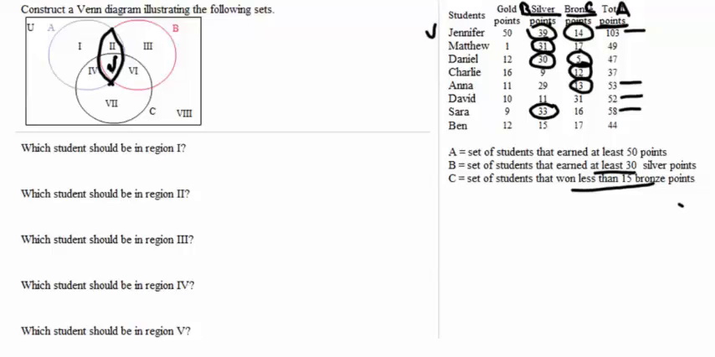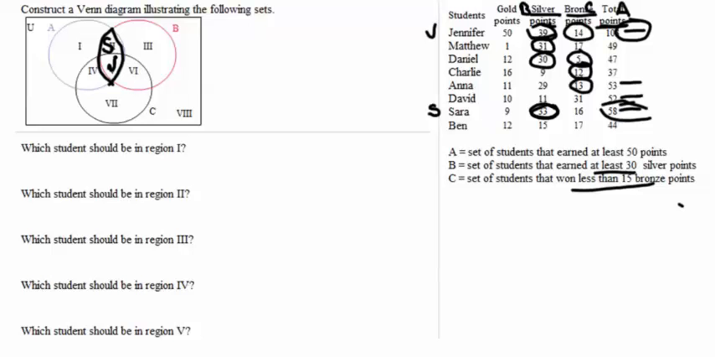The students that are in A and also B would be Jennifer, who is both in A and in B, and Sarah. Sarah is in B and also in A. So Jennifer and Sarah have to be in that upward football. But Jennifer is already in region 5, so in region 2, we only have S for Sarah.